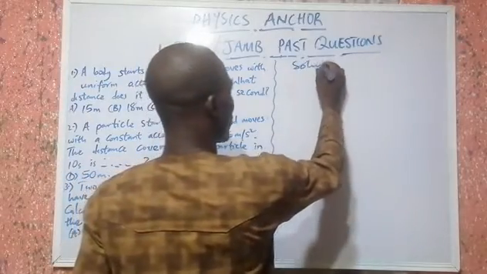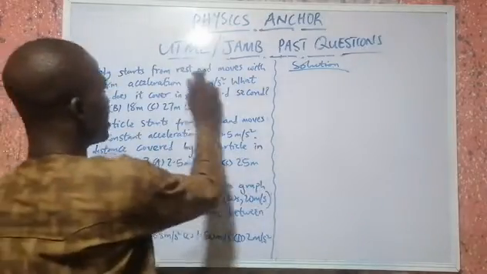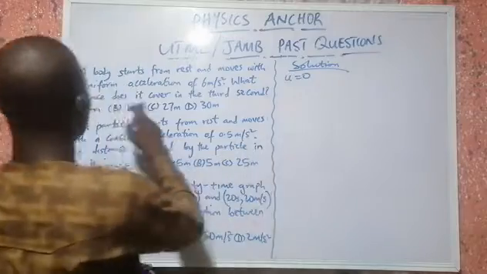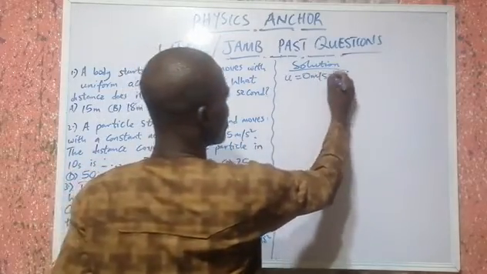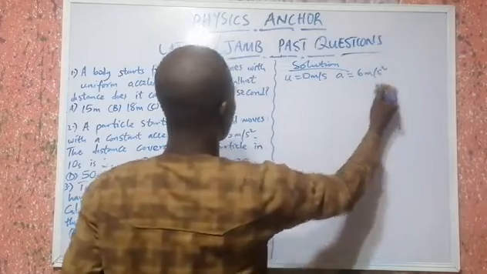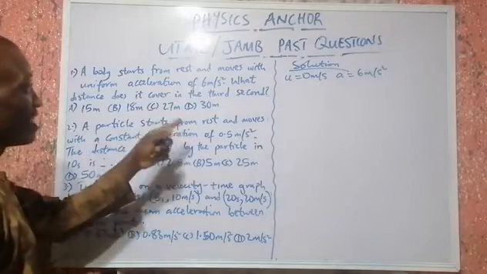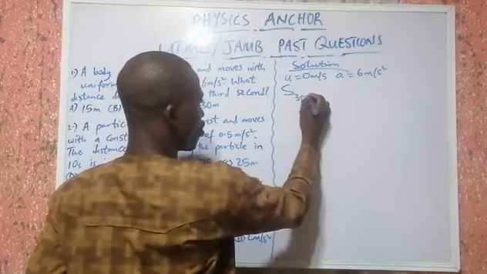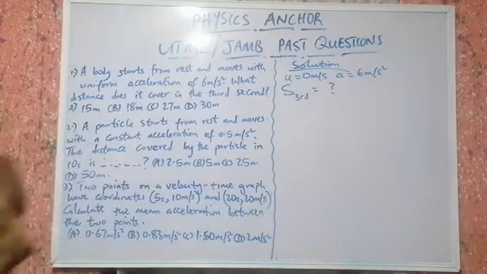First, we write out the parameters that we have. From rest, so u equals 0, and it moves with uniform acceleration, so a equals 6 meters per second squared. What distance does it cover in the third second? So they want us to find s third, the distance in the third second.